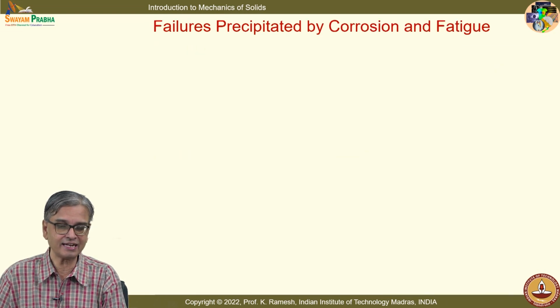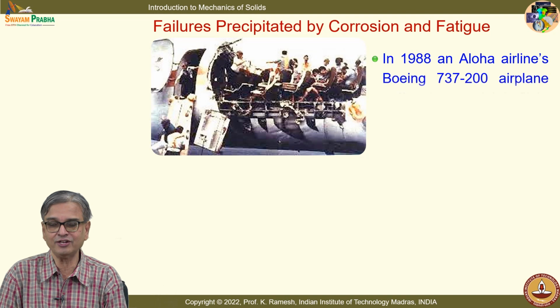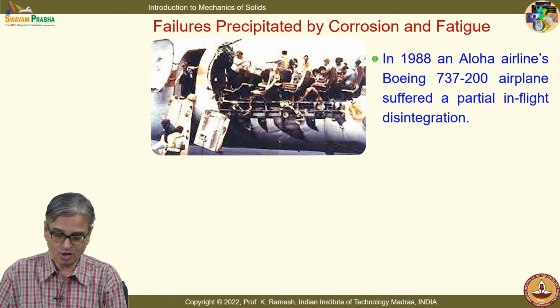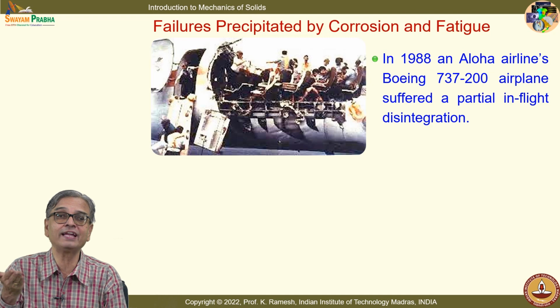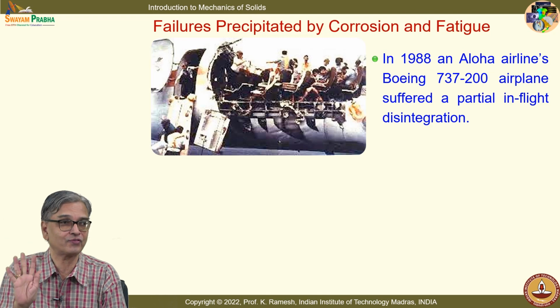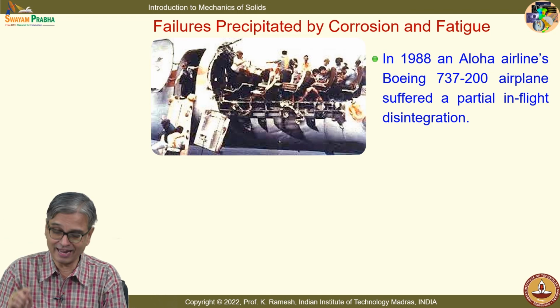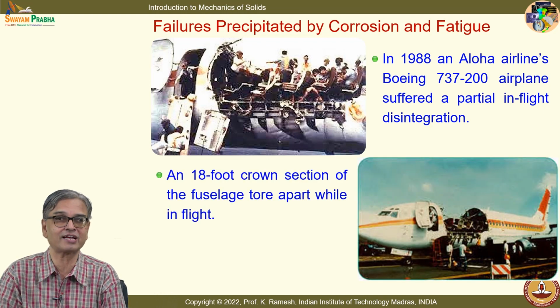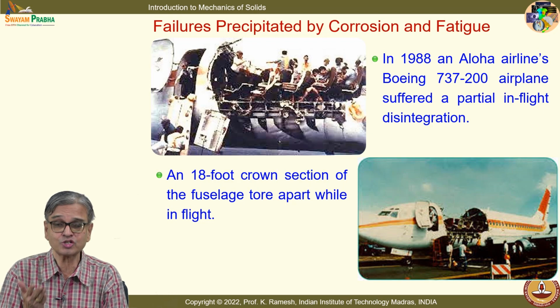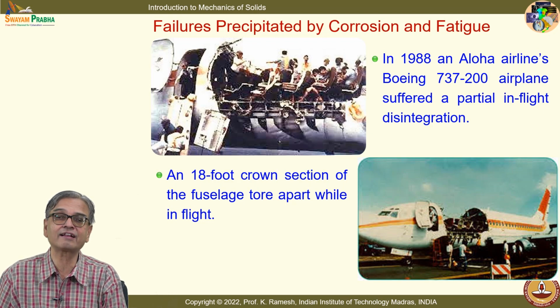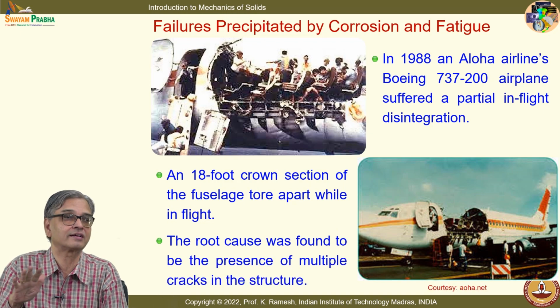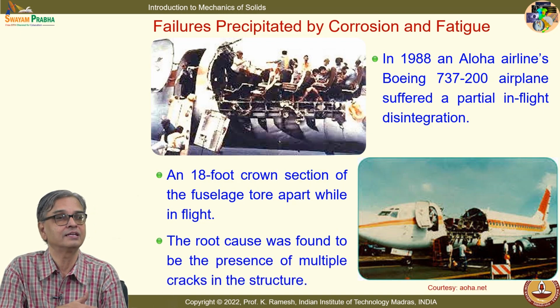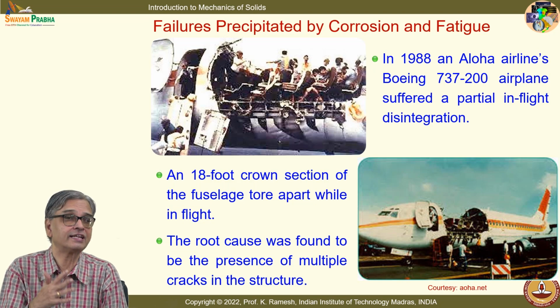And we also had another very devastating failure, the Aloha airline failure. The plane was flying at 30,000 feet. All of a sudden, a portion of the roof blew off, and the pilot landed the plane safely. You have to congratulate the pilot. There was only one casualty, but people understood that you have to design the aircraft so that it drains the water, otherwise it leads to corrosion. And you also have fatigue that has precipitated this kind of a failure.